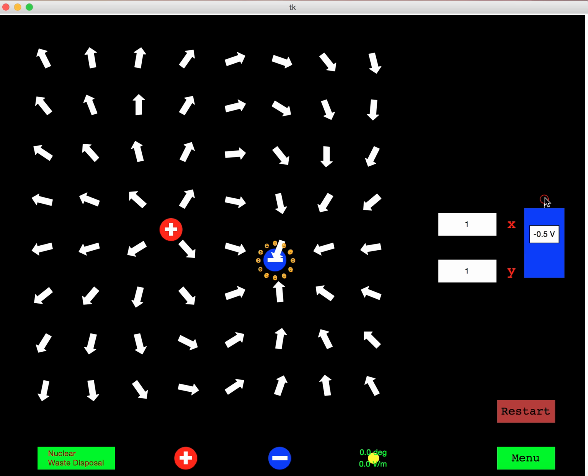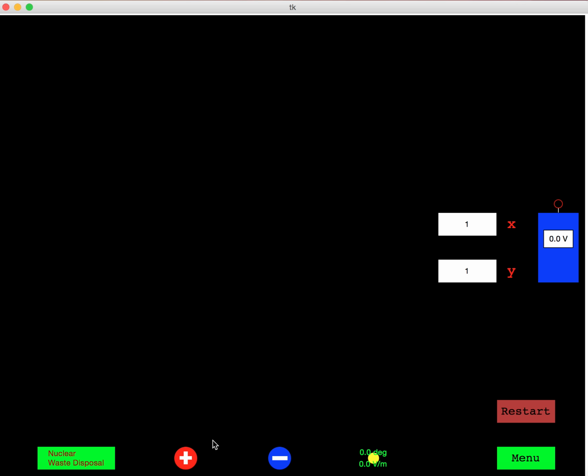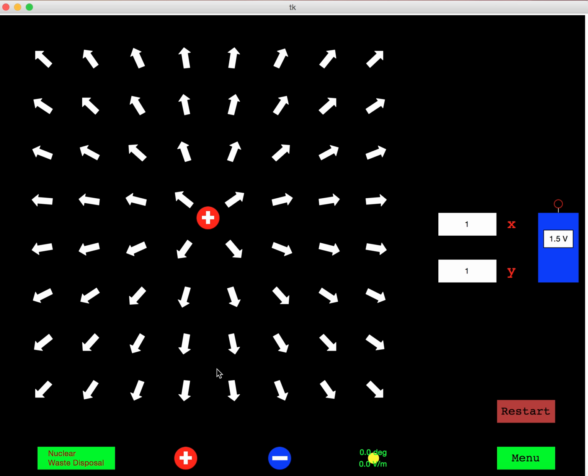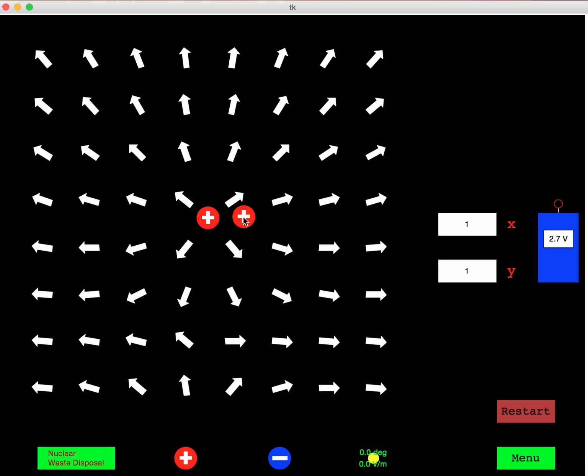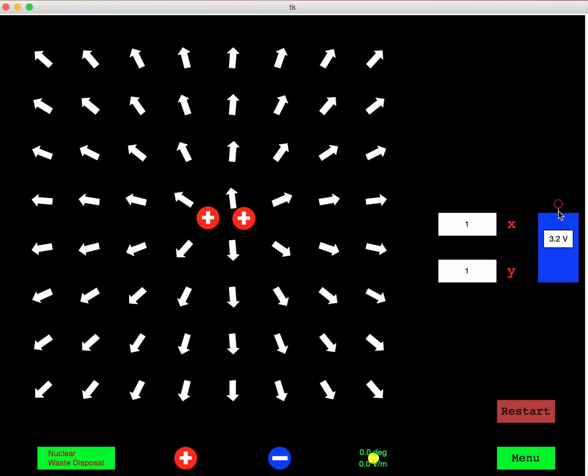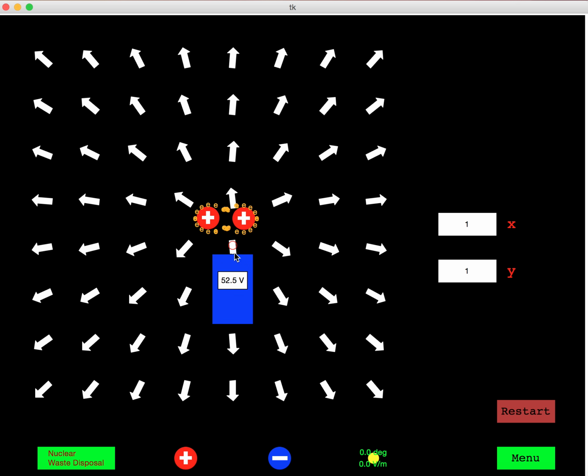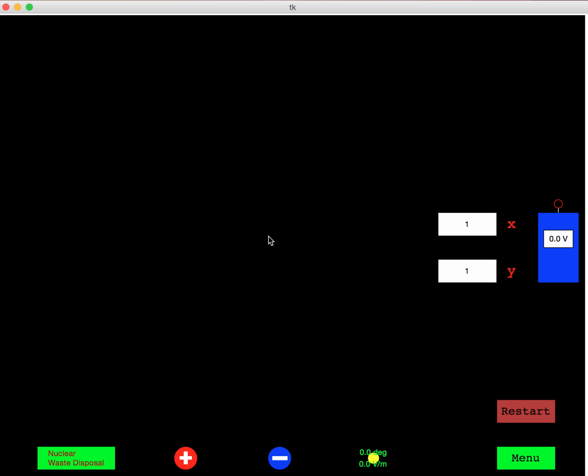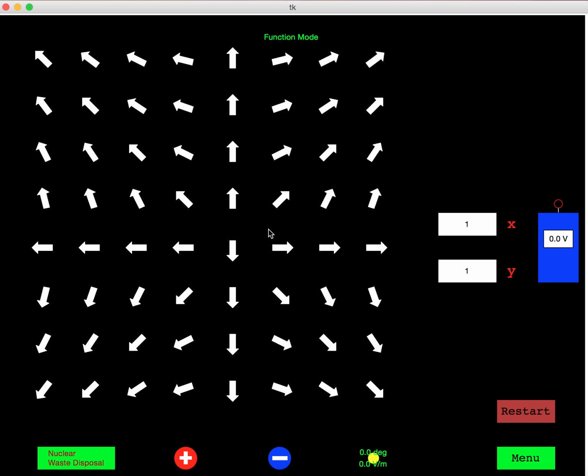And so it wasn't as simple as just drawing a circle around the particle, just because if I have two particles interacting with one another and I create an equipotential line here, you can see that the equipotential lines interact with one another just because the particles are interacting with one another. I can go on to my next mode, function mode.